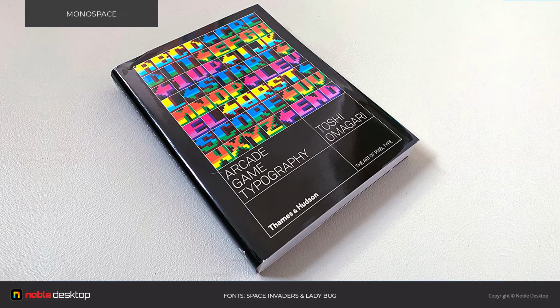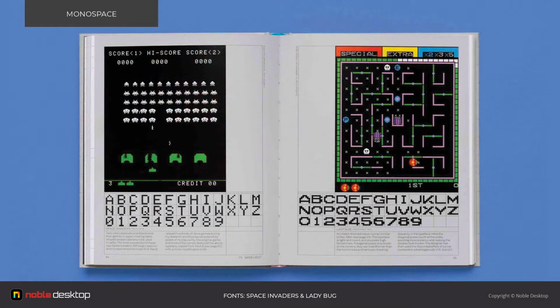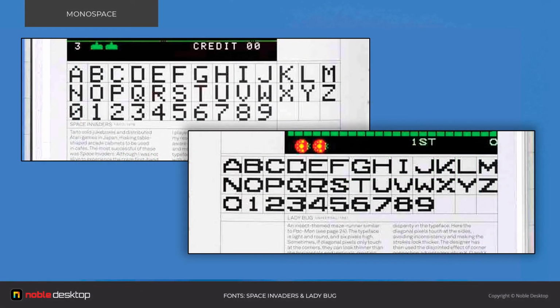The first one is a fun retro example. This is from the book Arcade Game Typography: The Art of Pixel Type by celebrated typeface designer Toshi Omagari. The monospace category lends itself well to the use of video game text with its pixel art style and its techie feel.